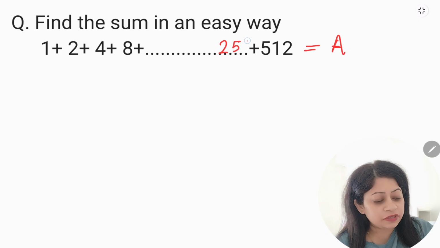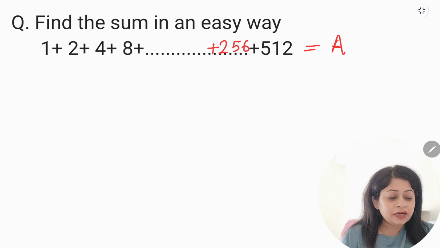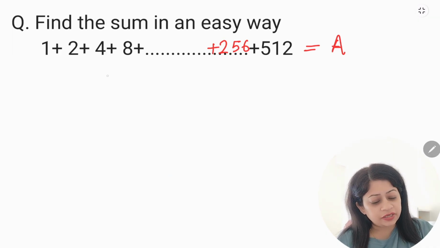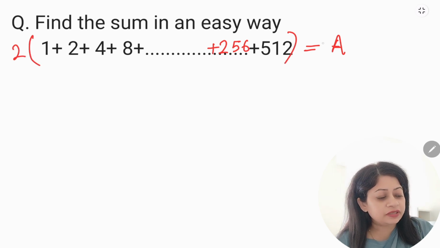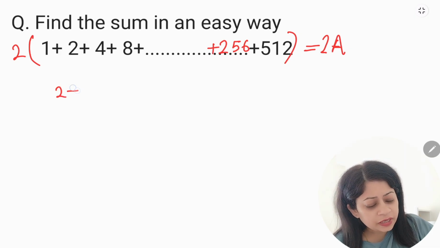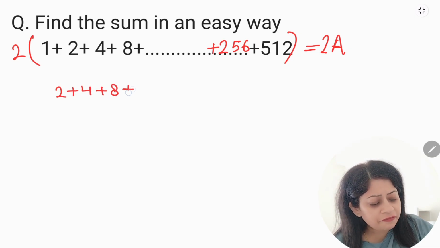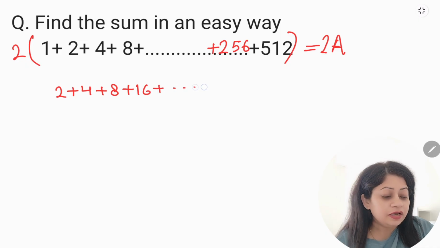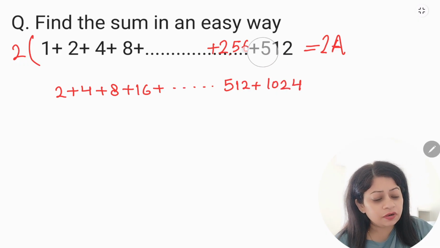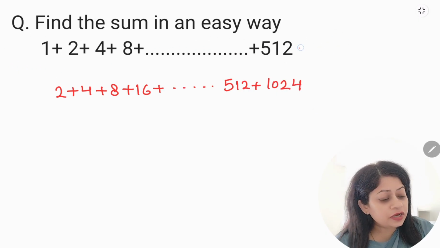I'm writing 256 here. Okay. Then since I know that every number is getting double, right? So what if I multiply with 2 on both sides? I multiply with 2 on both sides, right? What will I get? I will get 2 plus 4 plus 8. Every number will get double. This 256 will become 512, and this 512 will become 1024. Right or not? And this is equal to 2a.